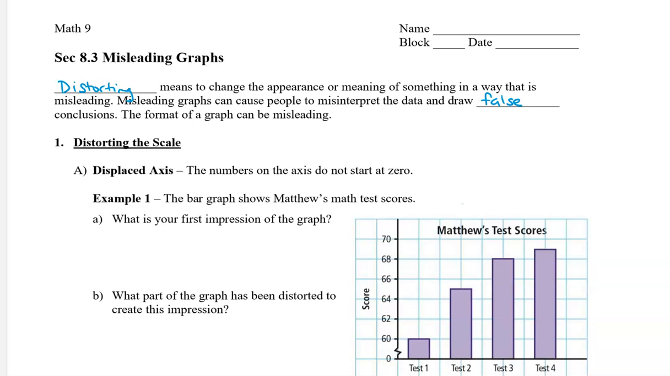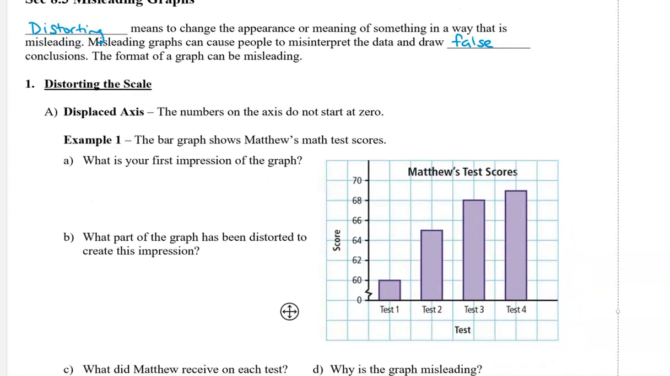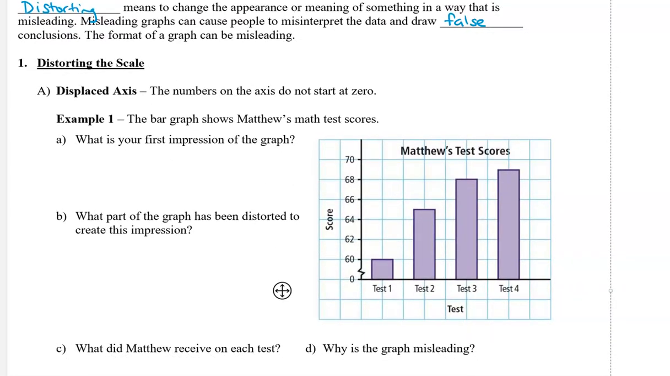And the first one is distorting the scale. One way of distorting the scale is to create a displaced axis. And this is where the numbers on the axis do not actually start at 0. So here's an example. Taking a look at the bar graph to the right, we can see Matthew's math test scores. So what's our first impression of the graph? Well, it seems like from test 1 to test 2, he's made a significant improvement.